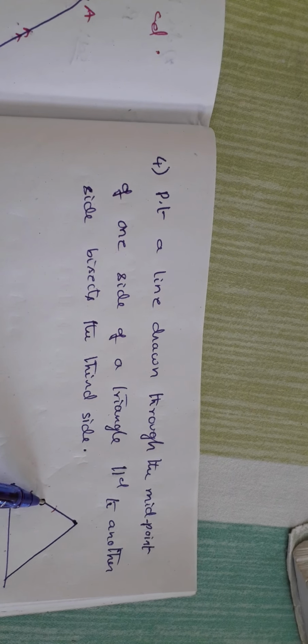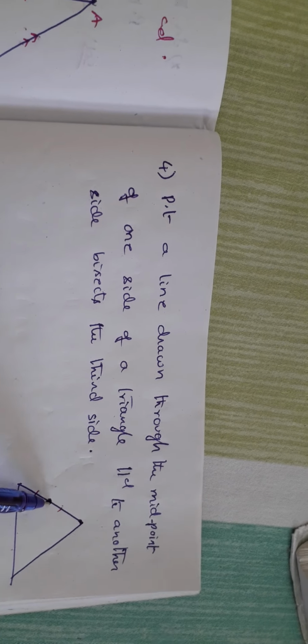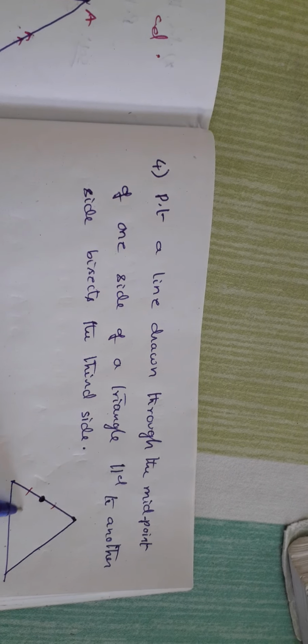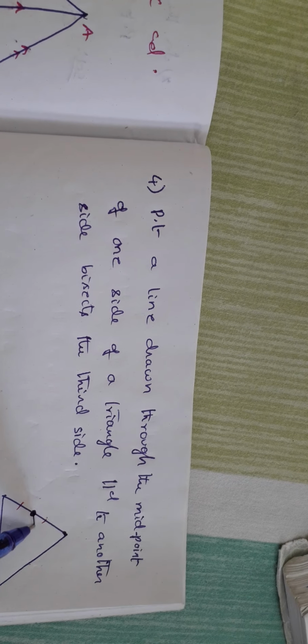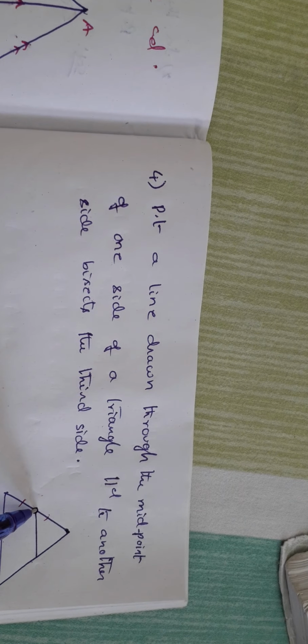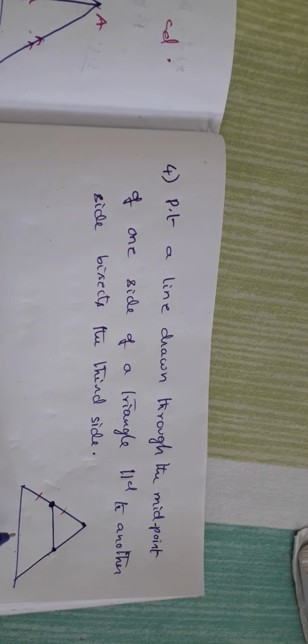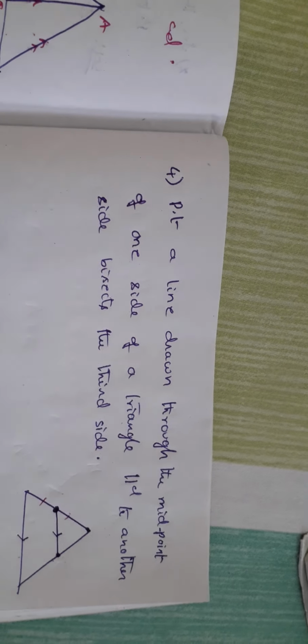Or else if I am drawing from here to here, it should be parallel to this. Children, did you get the point? From this point, I can draw a line like this, or I can also draw a line like this. So let me take, for convenience, this line drawn like this. Right? And in which manner did we draw the line? This line is parallel to this.